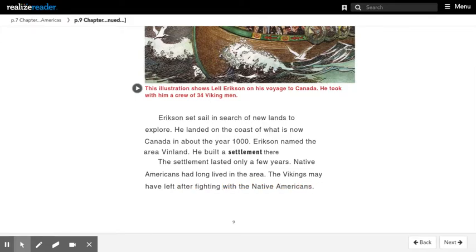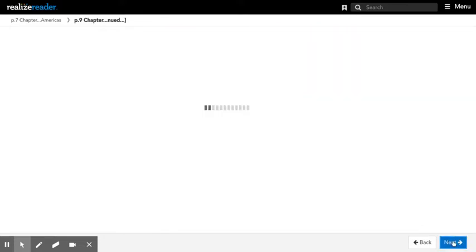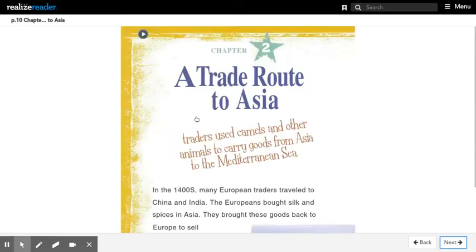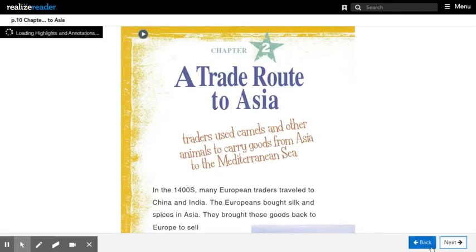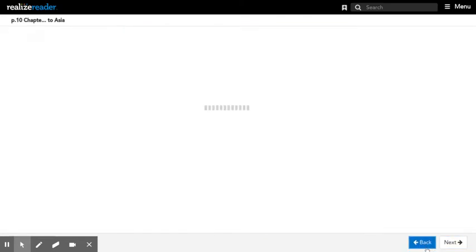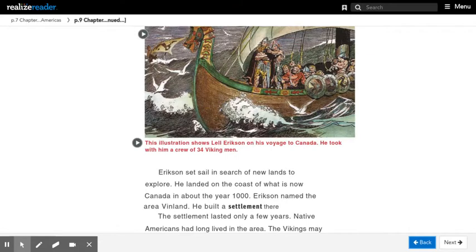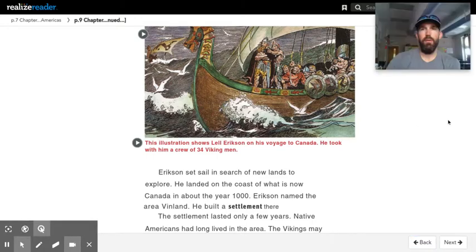Now, settlement is a bolded word in our text, which means it's normally found in the glossary. And if you look back in the glossary, it says a settlement is a place where a group of people live. All right, and that is where we're going to stop today. We're going to turn this into a reading and writing lesson just because it's such a short amount of reading and vocabulary that we're doing.